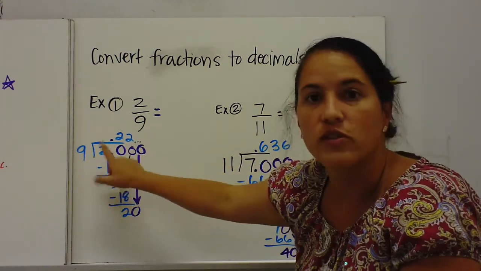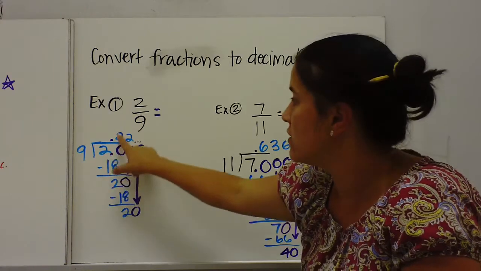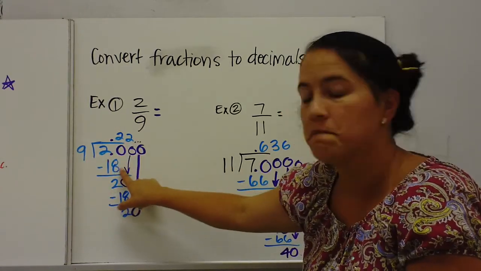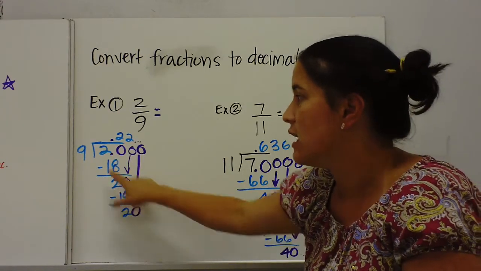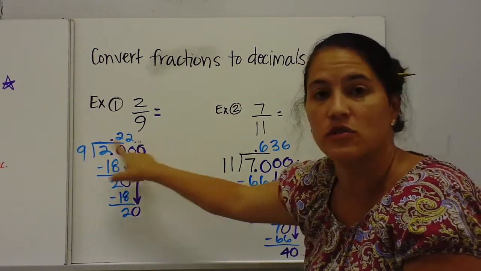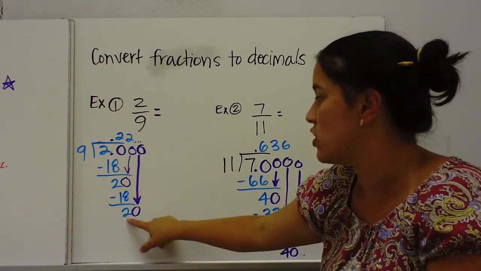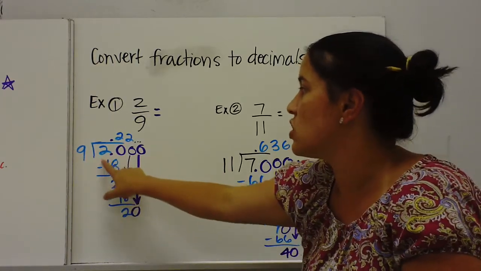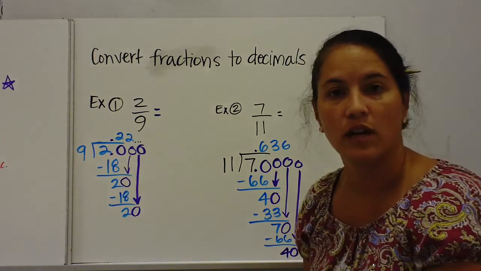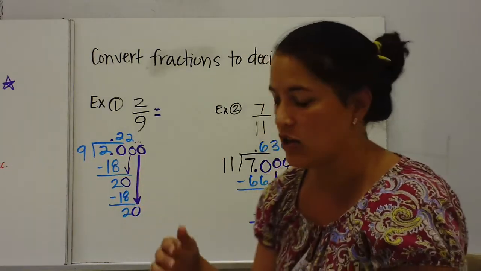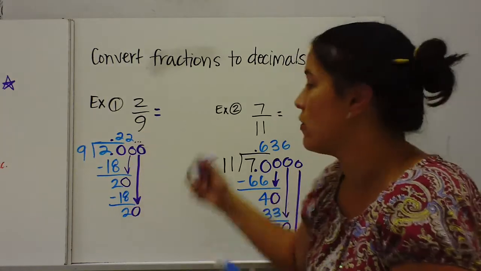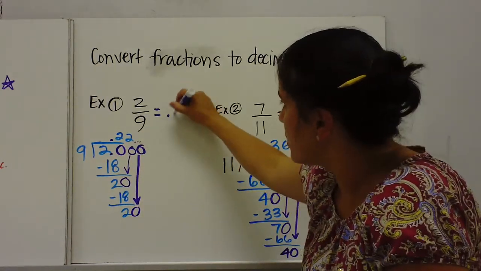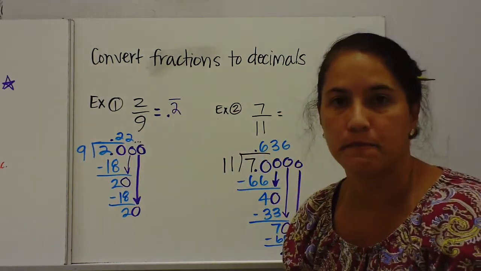9 can't go into 2, so you add a decimal and zeros, and divide. 2 times 9 is 18. Subtract, you get 2. Bring down a 0, now we have 20 again. 9 will go into 20 2 times. 2 times 9 is 18. Subtract, get 2, bring down a 0. You notice it's 2, 18, 2, 18, 2. So that pattern is going to continue. So we know it's going to be a repeating decimal, 0.22222. So we know it's going to be 0.2 repeating with the bar over it.